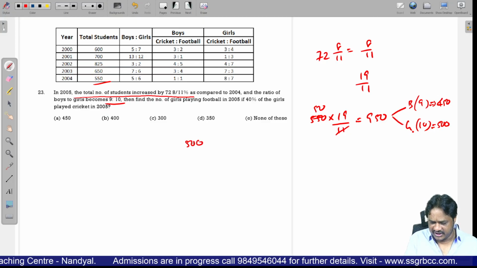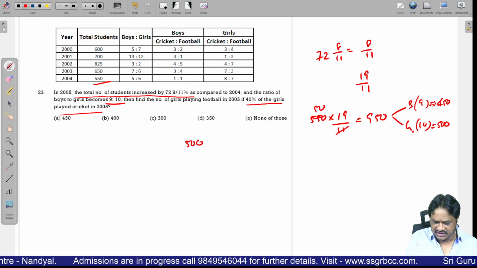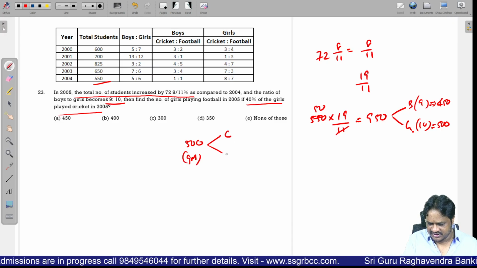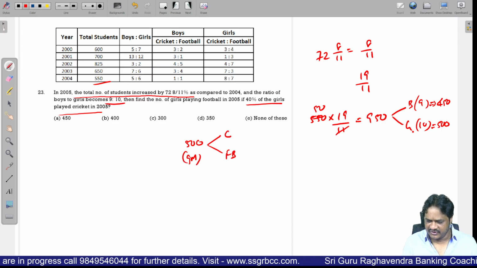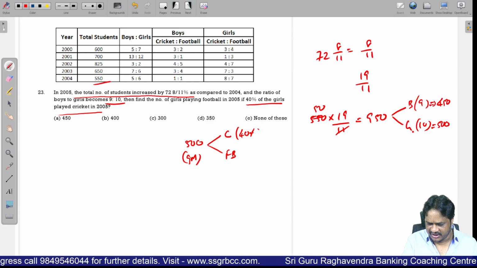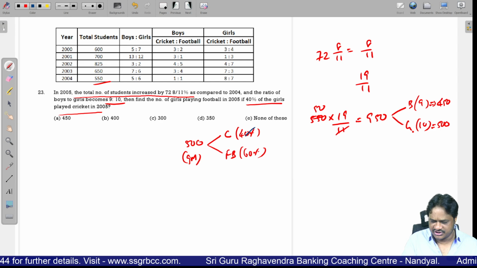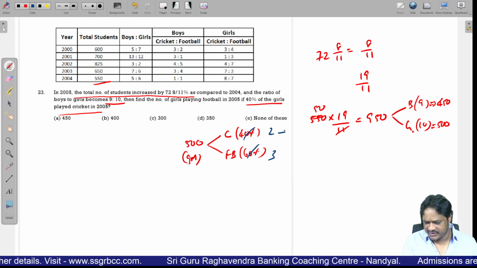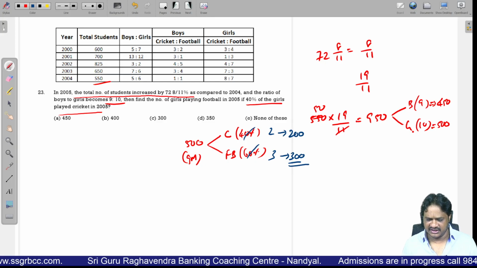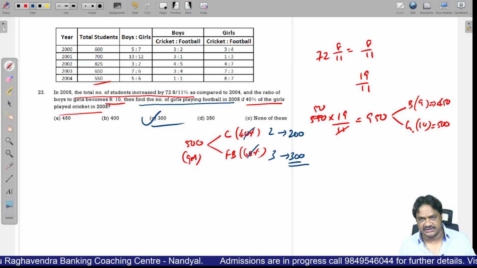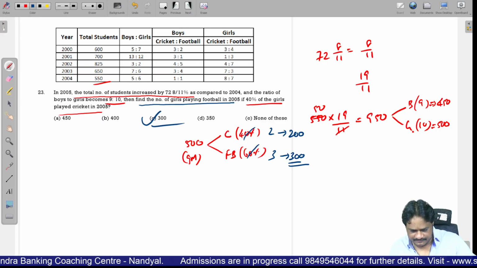Out of 500 girls, 40% are playing cricket. In this, cricket is there, football is there. 40% are playing cricket, that means 60% will play football. That means the ratio is 2 is to 3. So cricket playing girls are 200, football playing girls are 300. We want to find the girls who play football, so the answer is 300. Option 3. See the next question.